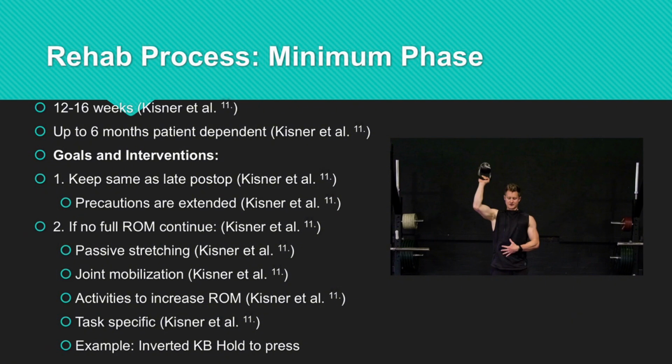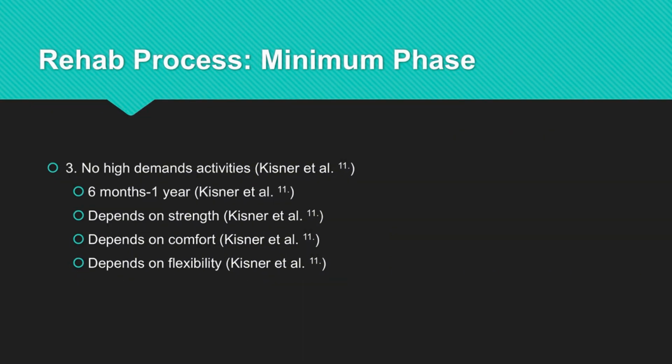So an example would be an inverted kettlebell hold to press, and if they can tolerate it, you could do that exercise standing or kneeling. And then the last part of this phase is that you still, upon protocols, you don't want to do too many high demands, because it usually takes about 6 months to 1 year still to not want to cause the tear to re-tear again. This usually depends upon the strength, comfort, and flexibility.